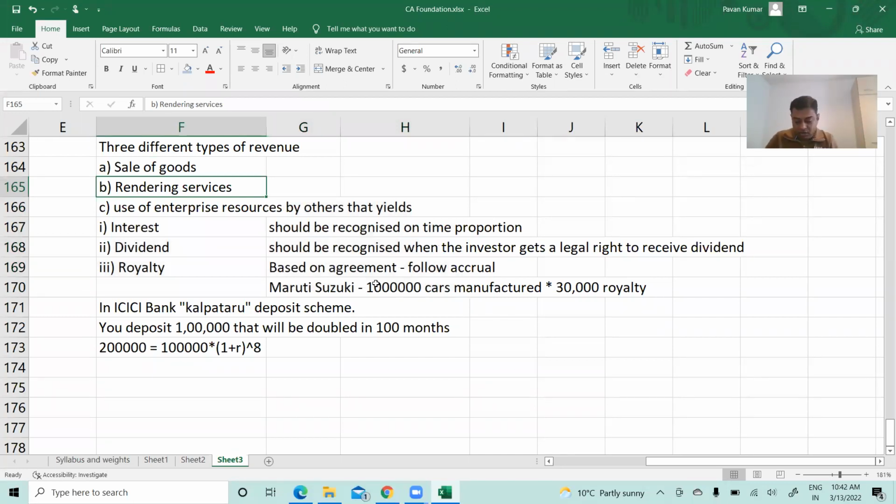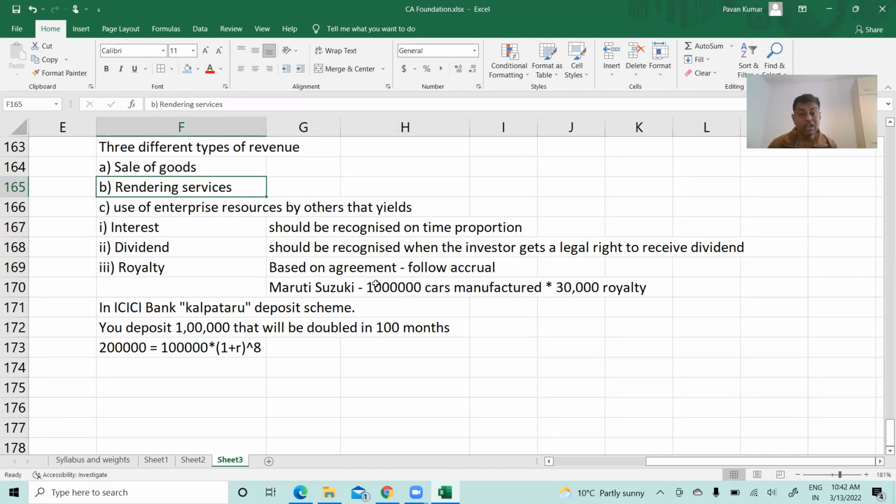I'm feeling tired. I don't know. Hello, madam. What about rendering services, madam? When will you recognize revenue from rendering services? There are two methods given. What are the two methods? Completion of service. Completed contract method or completed service method or Professional.